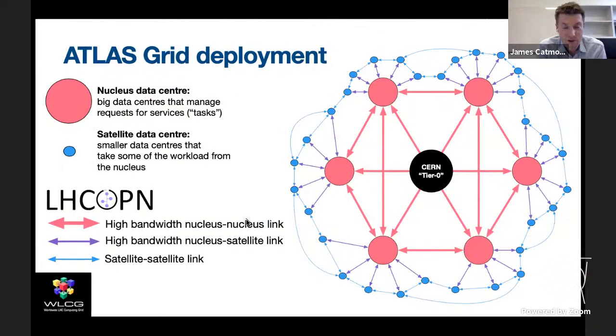Now, the different experiments organize the way they use the grid in different ways, but the way Atlas uses it is that we have two kinds of data center. There's one called nucleus data centers, and these are big data centers that manage the requests for computer services, which we call tasks. And then there are smaller data centers connected to them that take some of the workload from the nucleus. And the connection between these data centers, particularly the biggest ones, is using a private optical network called LHC OPN. And this is what we use to transfer the data between the different data centers.